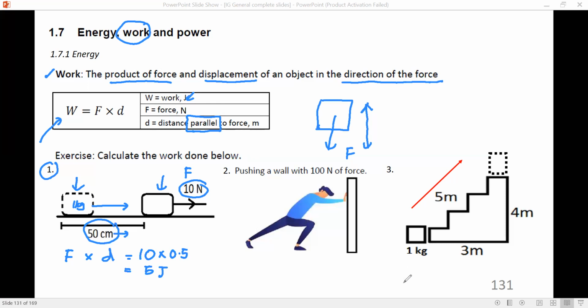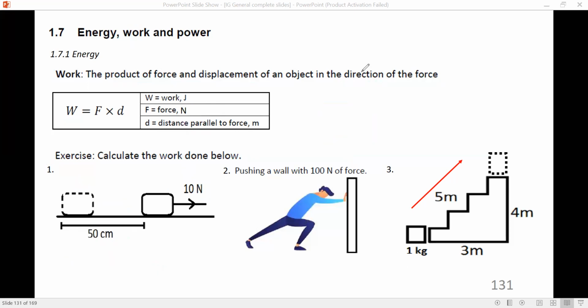As you can see here, based on the formula and also the definition of work, it has to be in the direction of the force. For example, in here, we pull this box or this object to the right. So this is the direction, and the displacement or the distance has to be in this direction. This is what is meant by the same direction as the force, or distance parallel to the force.